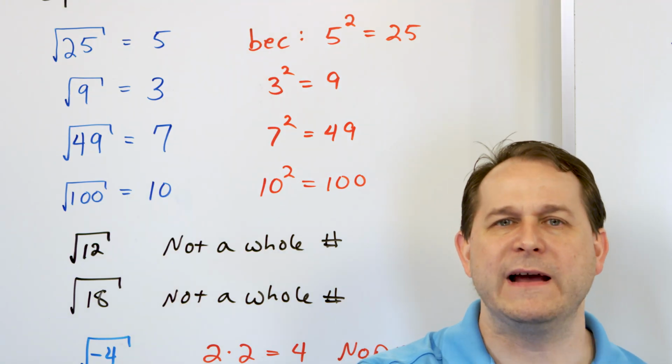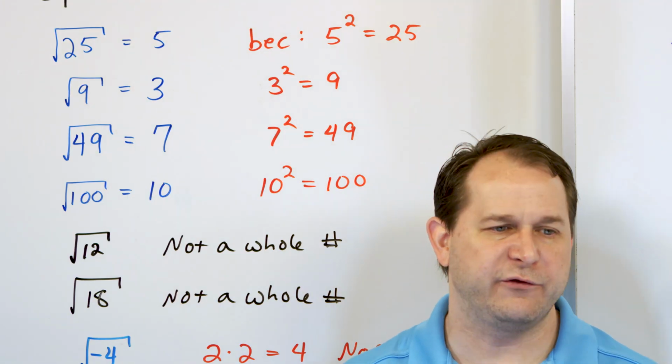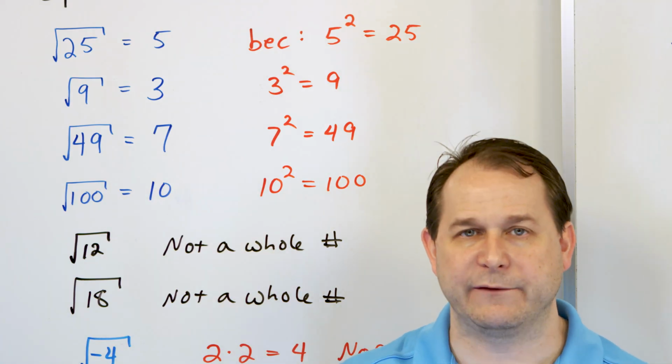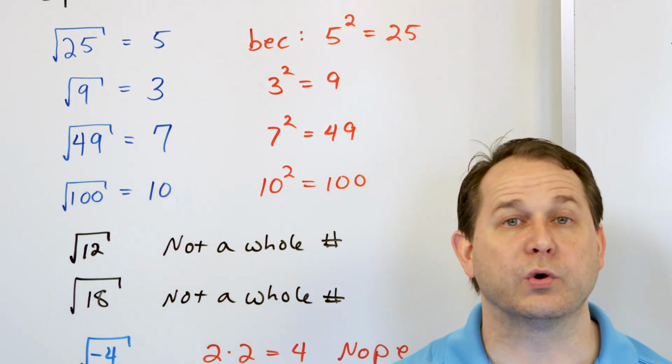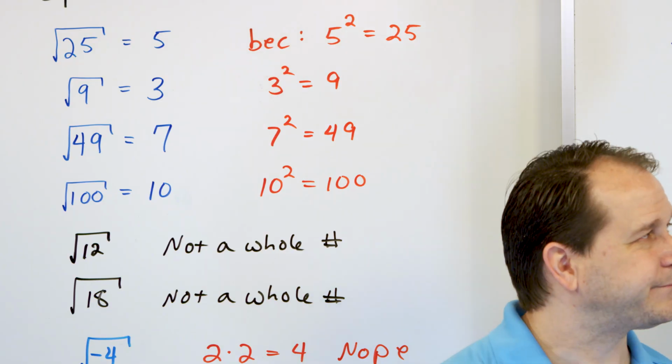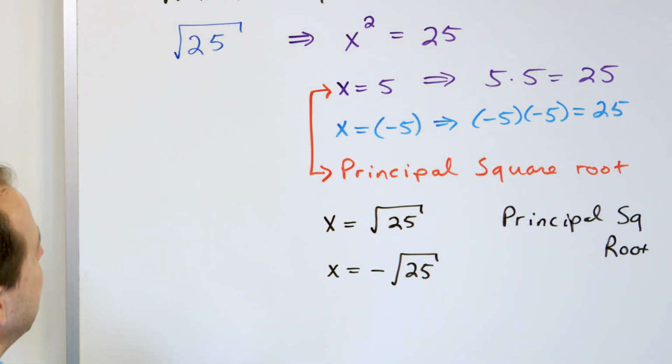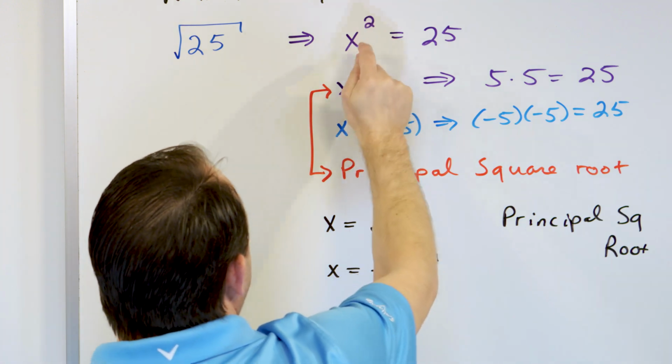So if the problem says find the square root of 39,000, they just want to know what positive number multiplies by itself to give you 39,000. That's what you write down. But later on, we're going to start solving equations. So if I give you an equation that says x squared is equal to 25, solve this equation.